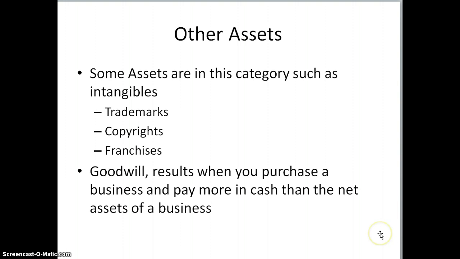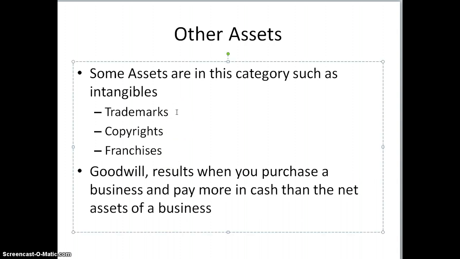Other assets, we have some assets that weren't listed before, and other assets, a lot of these are intangibles. So intangibles means that they exist, but you can't touch them. Some examples that are very important for your industry are trademarks, copyrights, and franchises. So trademarks, I had the golden arches on one of the slides that you've already watched. That's a very recognizable trademark. It's extremely valuable to the McDonald's Corporation.